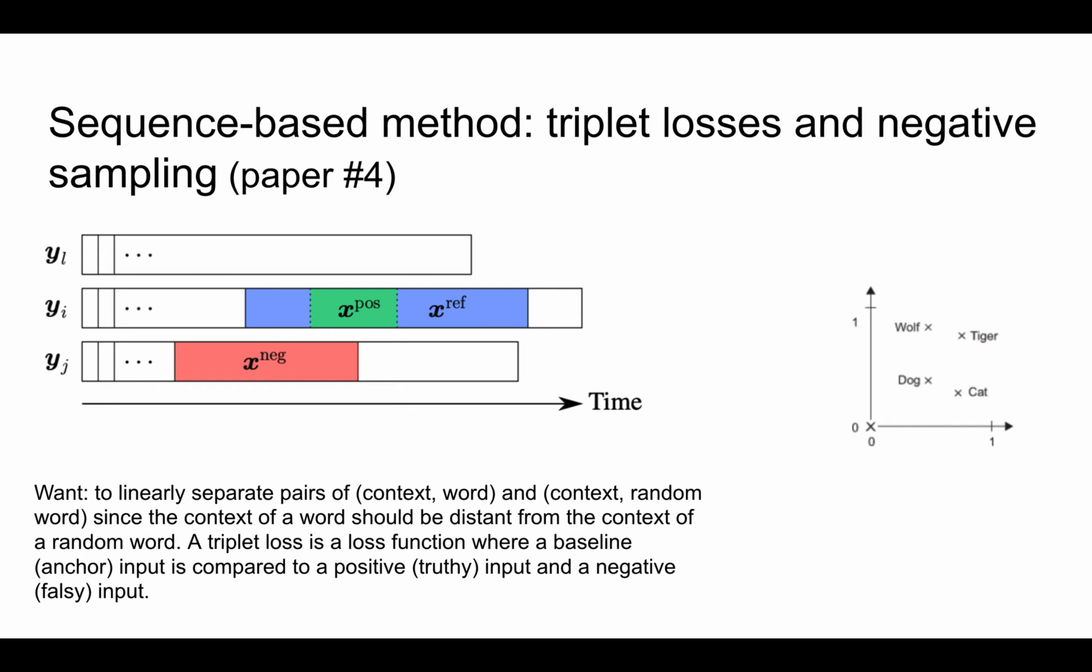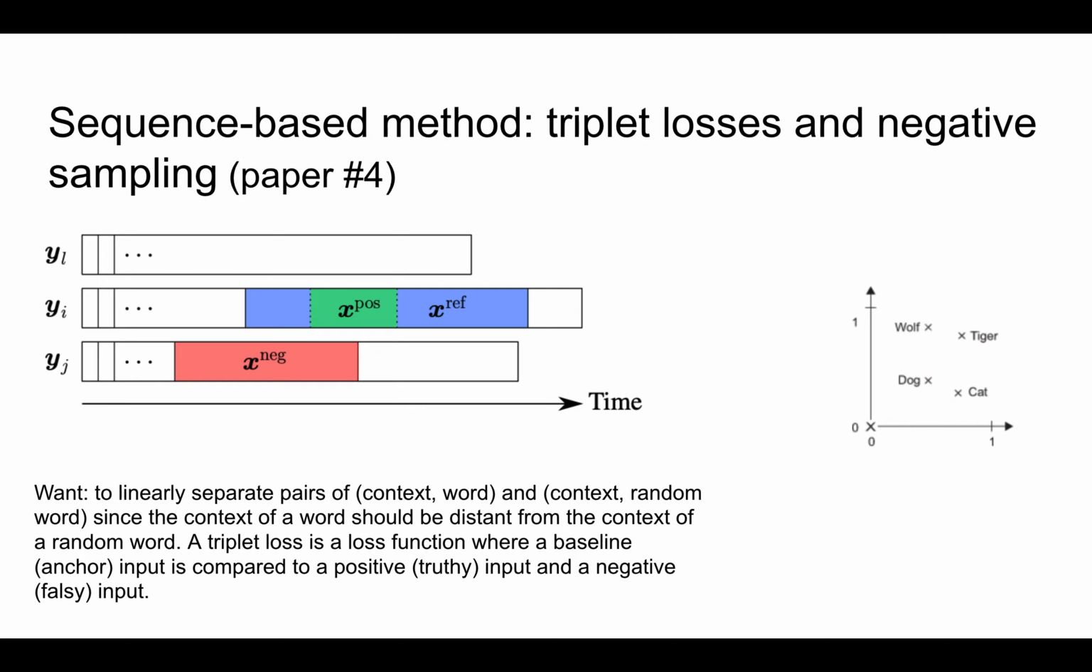I've taken a main tool from paper 4, and it is the use of triplet losses that is adapted to time series to perform negative sampling. The intuition of triplet losses in the word-to-vec word representation learning model is to linearly separate pairs of context, comma, word, and context, comma, random word, since the context of a word should be distant from the context of a random word.